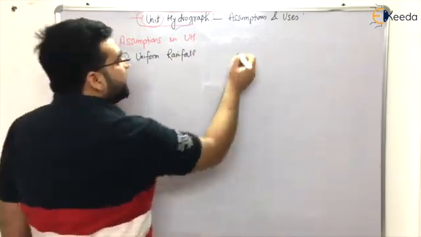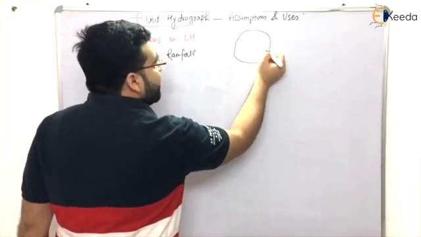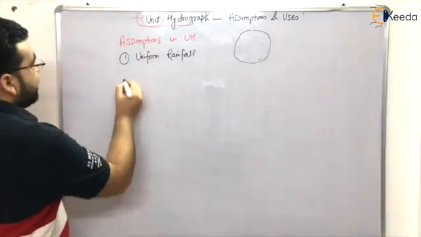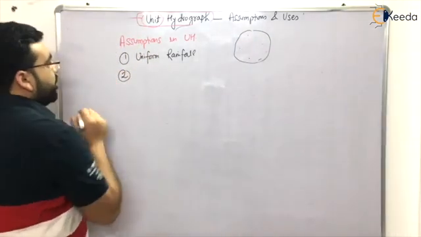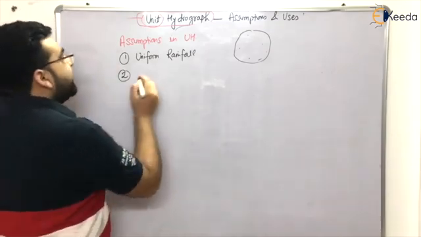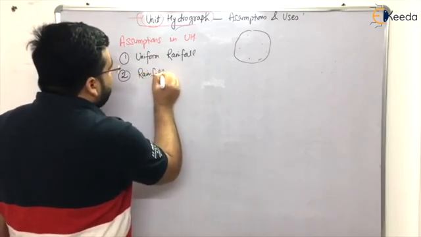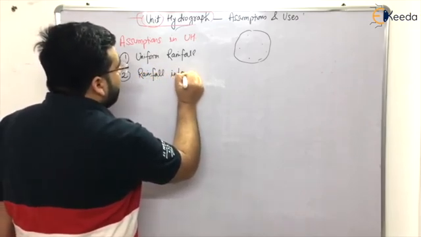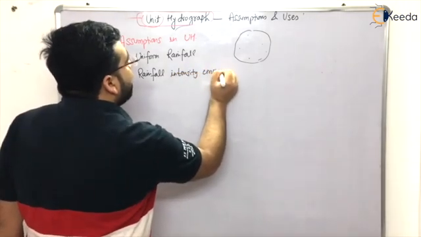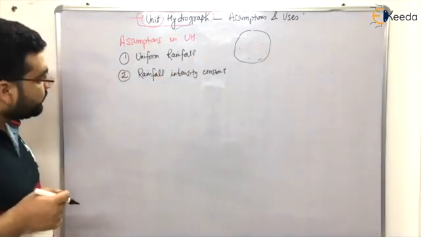right? So for example, this is a particular point in the catchment area. So at every point we have uniform rainfall, right? The second assumption used in the unit hydrograph is that the rainfall intensity is constant. Means at every point the rainfall intensity is constant, right?